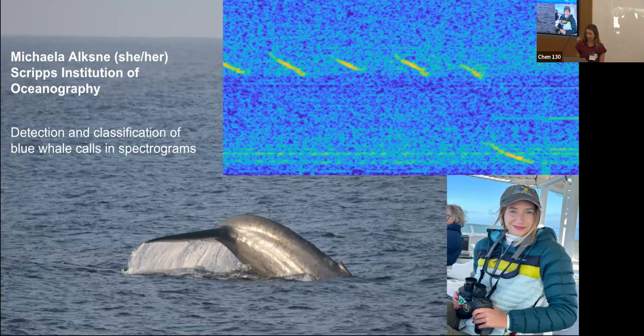Hi guys, my name is Michaela. I use she/her pronouns. I am a second year PhD student at Scripps Institution of Oceanography, and I do bioacoustics, so sound, low frequency baleen whale sounds. But we convert everything to spectrograms, so that's why we can do image based classification. This is a blue whale, and these are blue whale calls, and this is the training data set that I'm bringing to the class. The overarching goal is to detect and classify these calls, among a few others, in spectrograms.